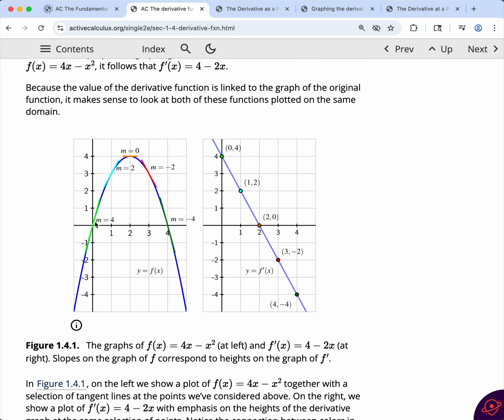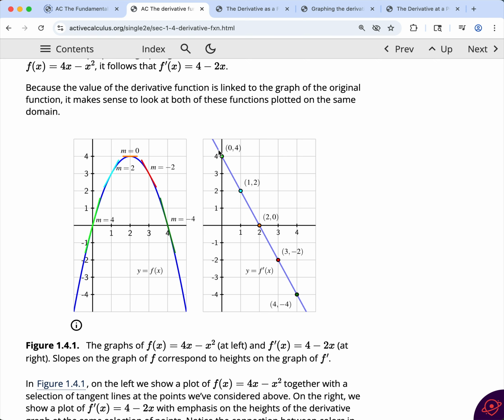So the slope at 0 is 4. At 1, the slope is 2. At 2, the slope is 0. At 3, the slope is minus 2. At 4, it's minus 4. And if we plot those points, at 0 the slope was 4, then 2, then 0, then minus 2, and minus 4. That's a line.